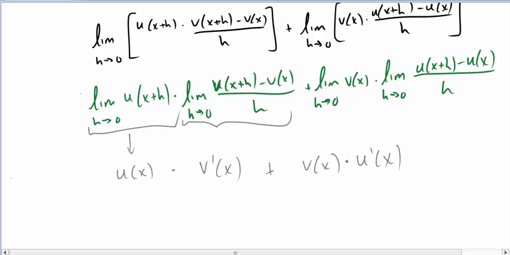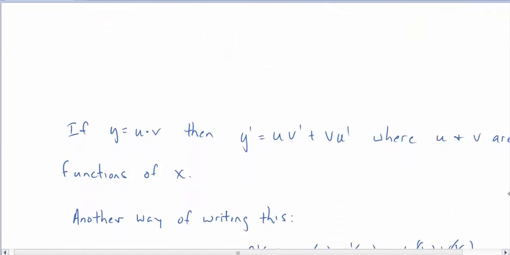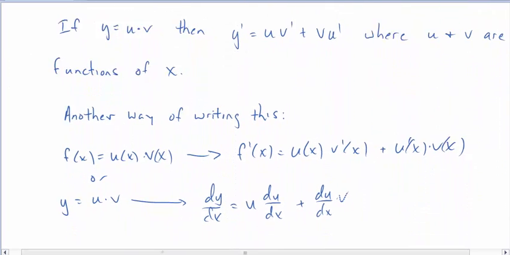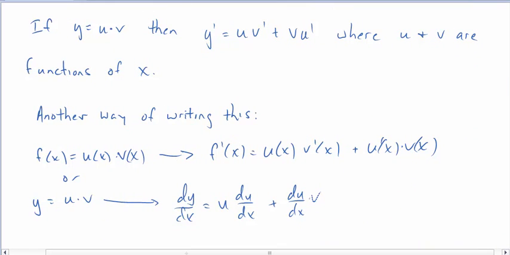So when we differentiated u of x times v of x, the derivative, we get this. And here it is written in all of its glory. If y is equal to u times v, then y prime is equal to u times v prime plus v times u prime, where u and v are functions of x.